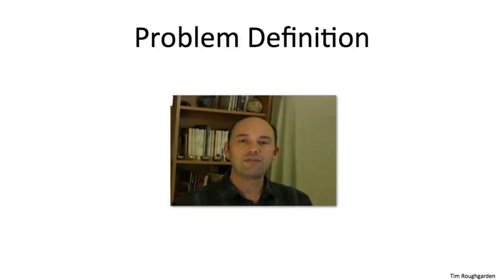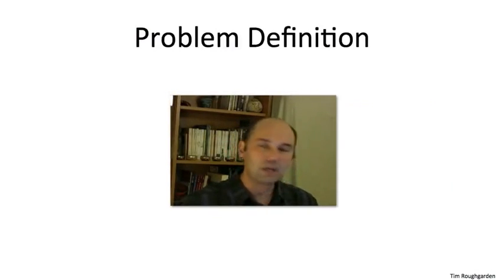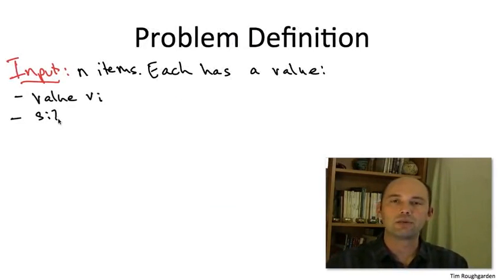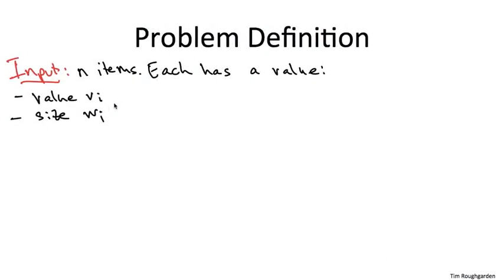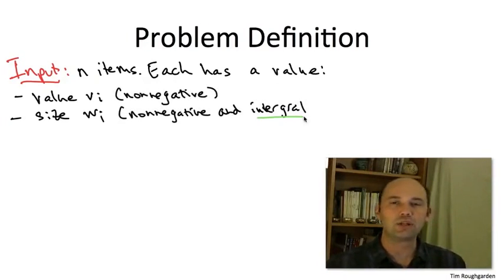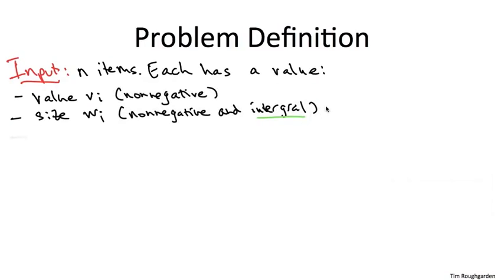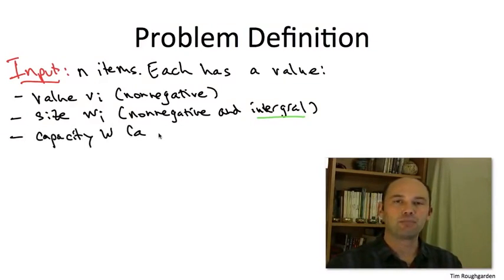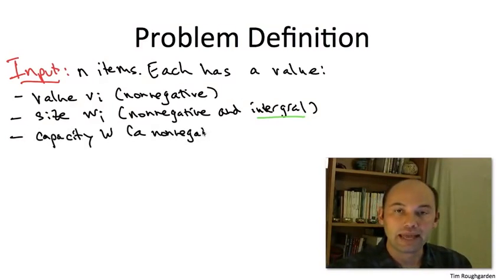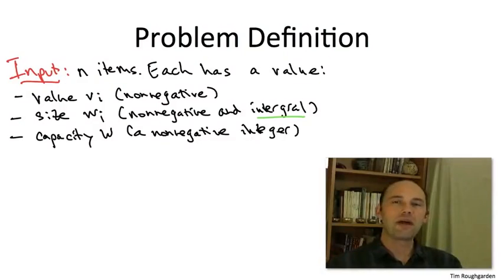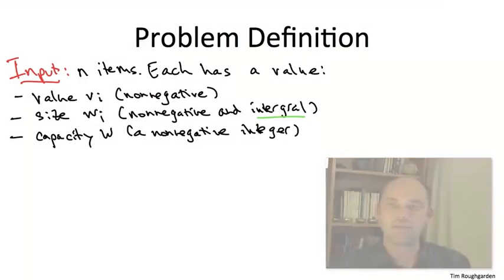So let's jump right into the definition of a knapsack problem. So the input is given by n items. Each item comes with a value, v sub i, the more the better for us, and also a size, w sub i. We're going to assume that both of these are non-negative. For the sizes, we're going to make an additional assumption that they're integral. In addition to these two n numbers, we're given one more, which is called a capacity, capital W. Again, we'll assume this is both non-negative and an integer. The role of these integrality assumptions will become clear in due time.